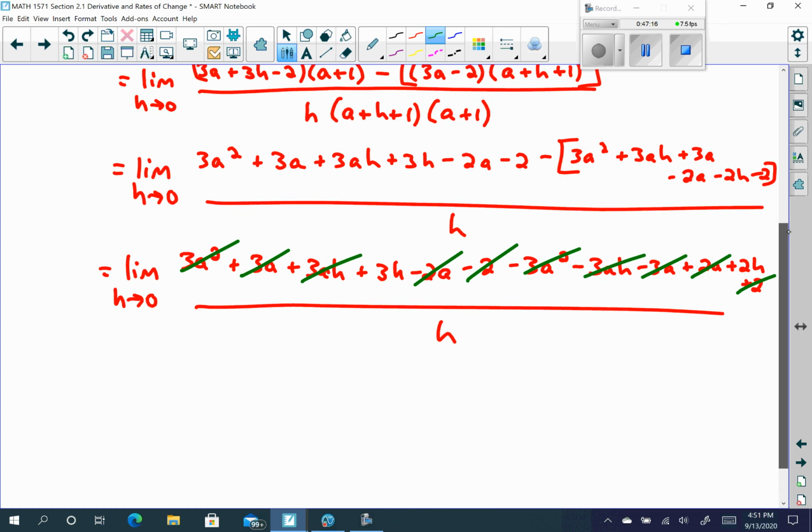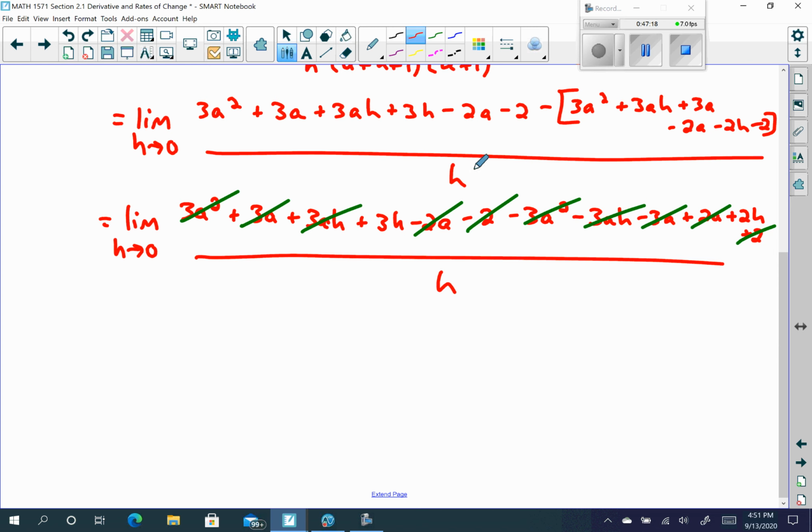Oh, and I forgot to do this. In our denominators, I don't just have an h. I have (a plus h plus 1)(a plus 1). Very important. We can't forget that. (a plus h plus 1)(a plus 1).